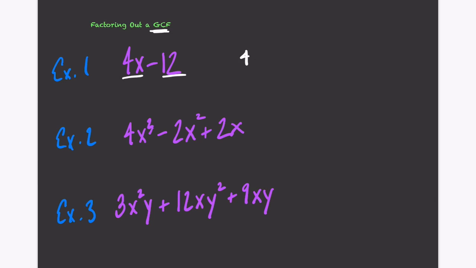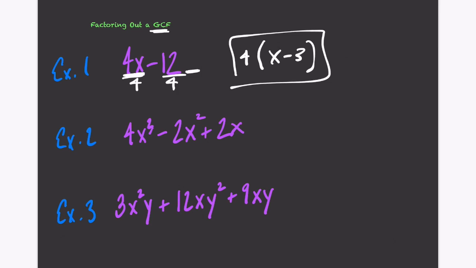And now I'm looking at the x's, and I have an x here, but I have no x here, so I can't take an x from each of them. And the greatest common factor has to go into all of your terms. So I can only take out a 4, and what I'm going to do here is write down what I get left when I divide each term by 4. So this divided by 4, well, that's just x. And the 12 divided by 4, well, it's minus 3. Notice the negative there. Okay? And so this is what I get when I factor 4x minus 12.